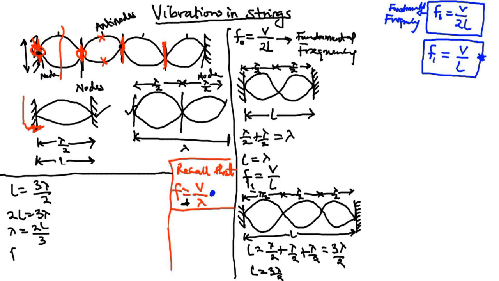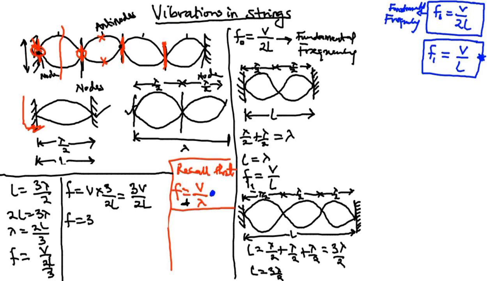So I am having that F will be equal to V over 2L over 3. And if we do a multiplicative inverse, we'll have that F is equal to V times 3 over 2L, which is equal to 3V over 2L. So it means that F is equal to 3V over 2L when we have extended these to 4 nodes. 1, 2, 3, 4. 4 nodes. Okay, that is 3 loops. And then we're having F is equal to 3V over 2L.